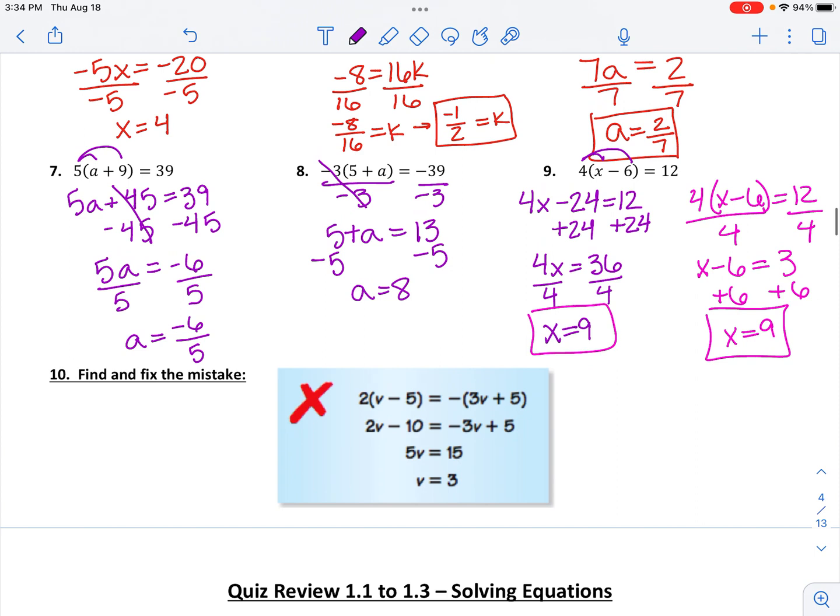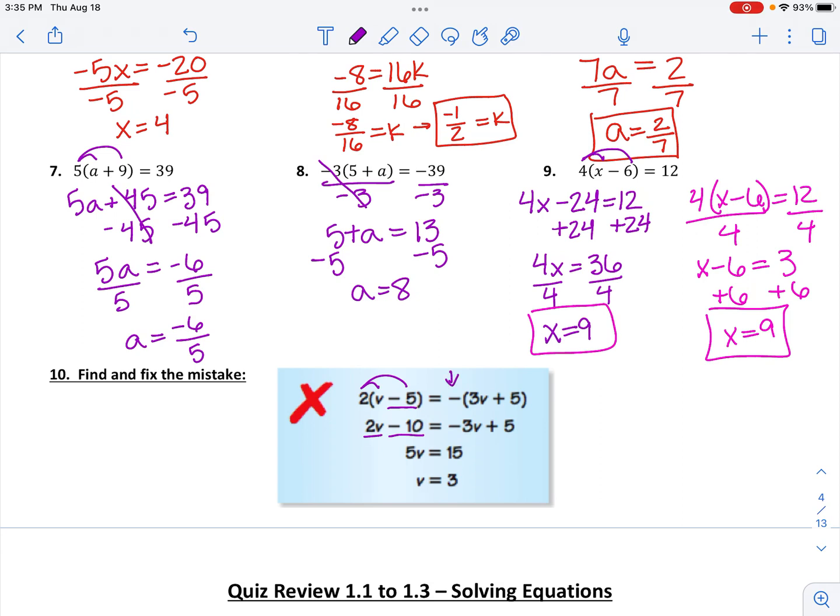All right, last one here for our notes. Number 10, find and fix the mistake. So if we just walk through their steps and see if we can spot our mistake here. So I see some parentheses. I'm going to go ahead and distribute. 2 times v, I get 2v, that looks correct. 2 times -5 gets me -10, that also looks correct.